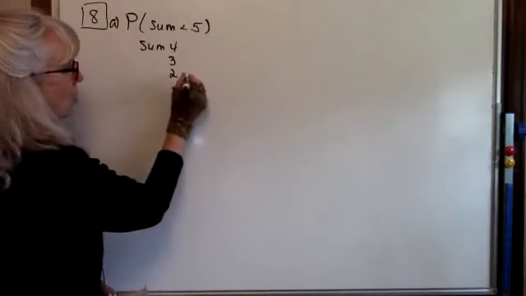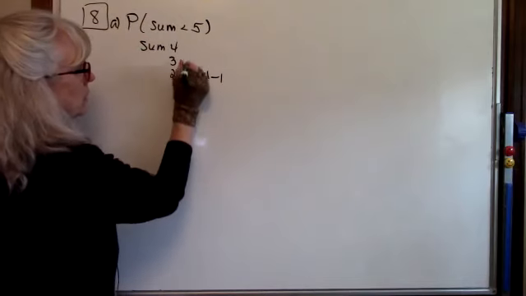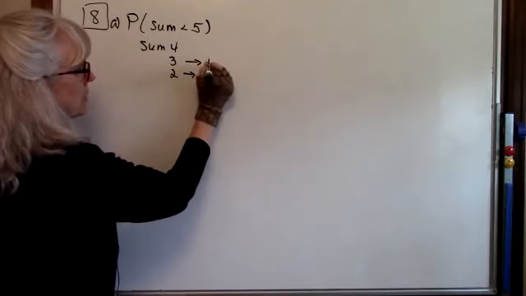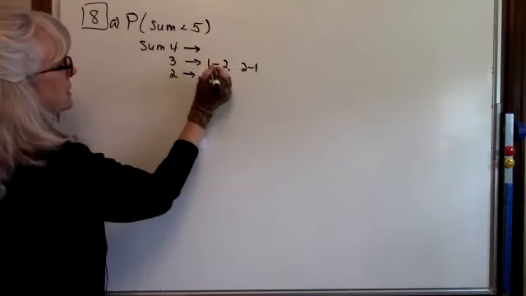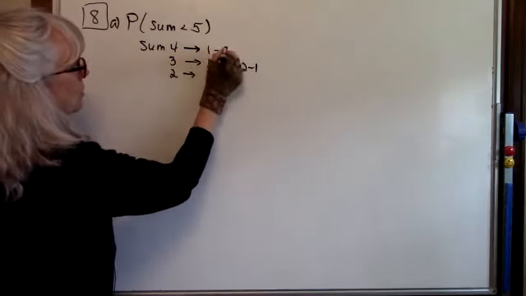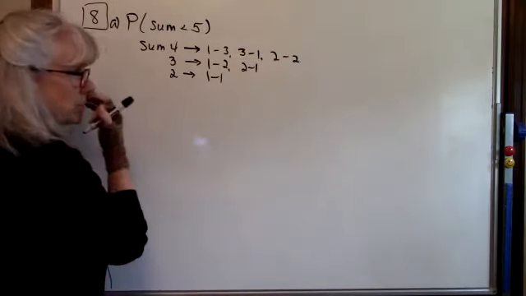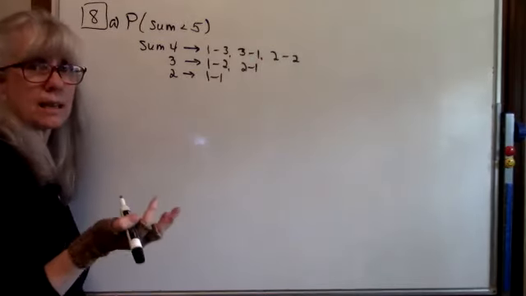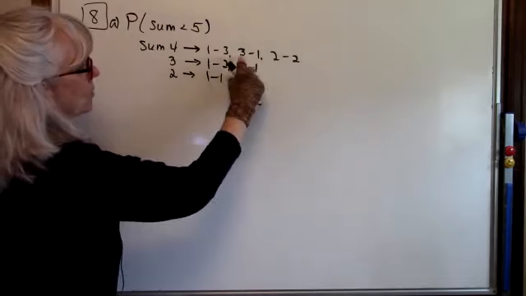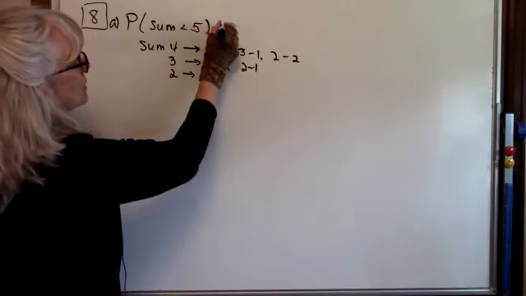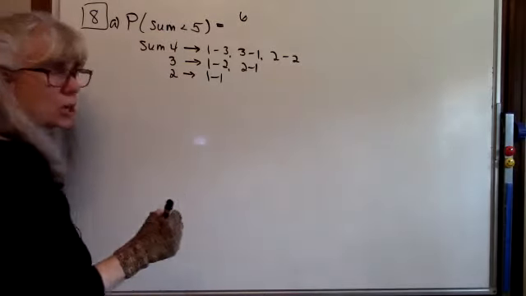So let's list out what's going on. The only way to get a sum of 2 is to roll a 1 and a 1. The only way to get a sum of 3 is a 1 and a 2 or a 2 and a 1. The ways to get a sum of 4 would be a 1 and a 3, a 3 and a 1, or doubles of 2 and 2. So what I've done is literally listed out the ways I can get what we need for this probability event. When I count them up, I have 1, 2, 3, 4, 5, 6. So altogether, there are 6 ways to get a sum that is less than 5. Again, that does not include 5.